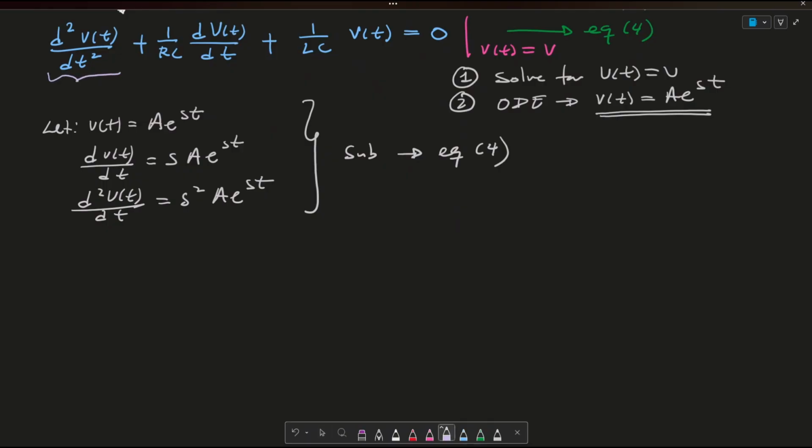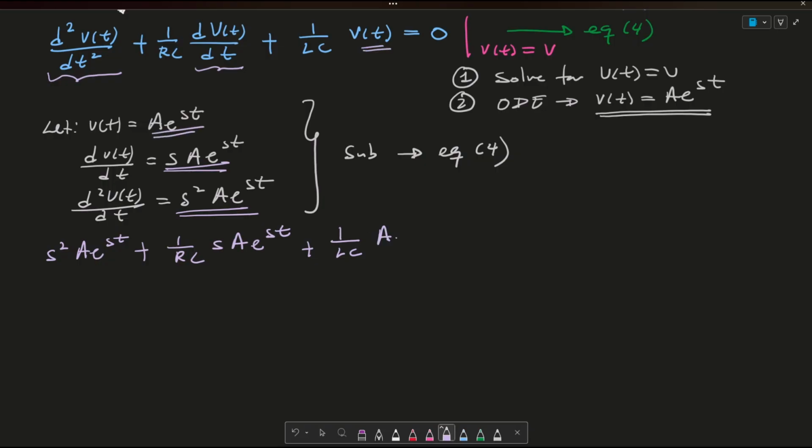So this here is d squared V(t) over dt squared, so we sub it with here. We get s squared A e to the st, plus 1 over RC. dV(t) over dt is located here, so it's times s A e to the st. And this is plus 1 over LC, and simply V(t) is located here, so A e to the st. And we say that this is equated to 0.